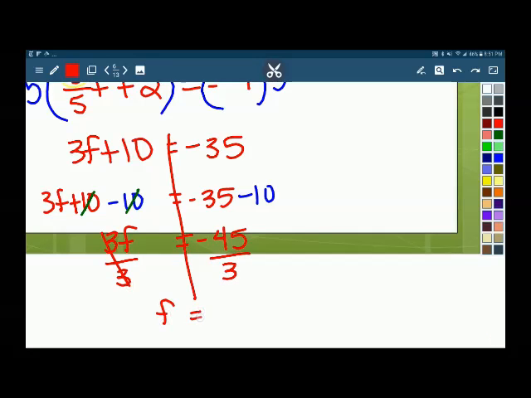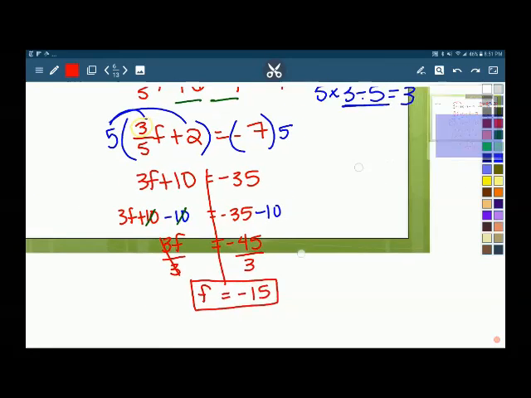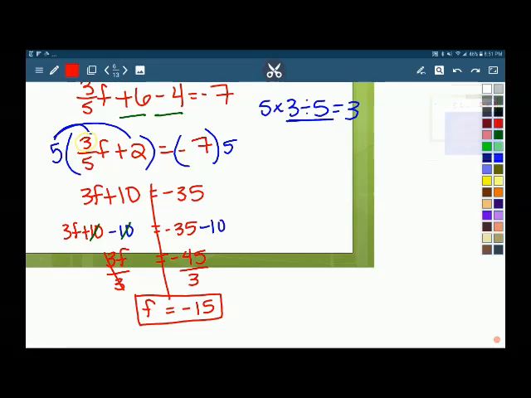A negative divided by a positive is a negative. And 3 goes into 45, I want to say 15 times. So our answer there is f is equal to 15. Now I am going to show you an alternate way to solve this at this step right here.